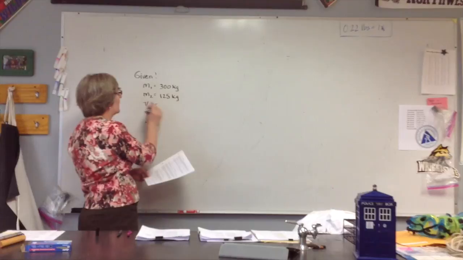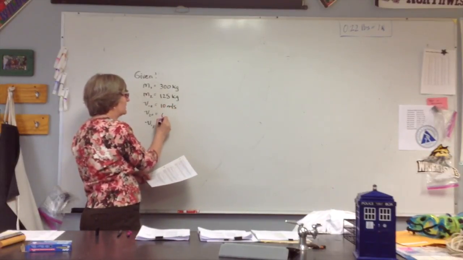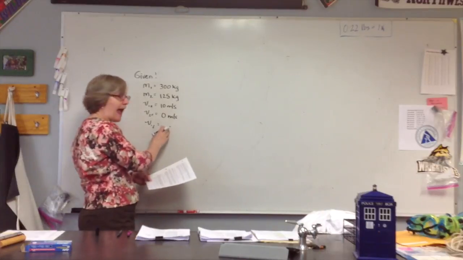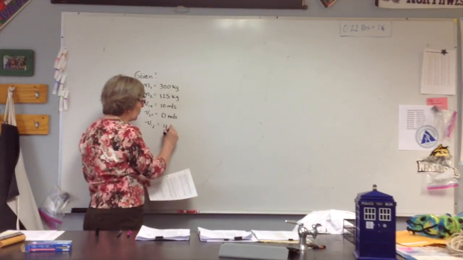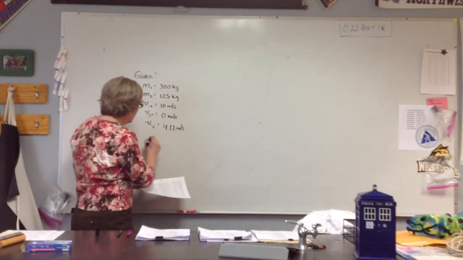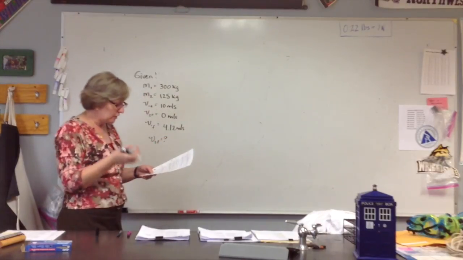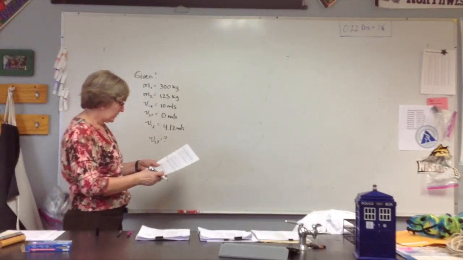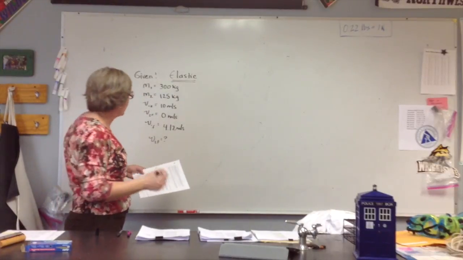The boys' car is moving at 10 meters per second. The car that's sitting still isn't moving. After they collide, they're moving on with a speed of 4.12 meters per second. So what are we looking for? We're looking for v2 final. So we look at what equations we have. Notice we're going to use the first type of equation, the elastic equation.